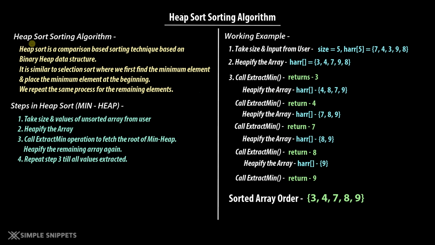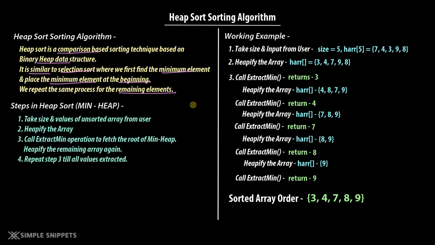So a quick theory about heap sort. Heap sort is nothing but a comparison based sort which is based on binary heap data structure, and it is similar to selection sort where we first find the minimum element and place the minimum element at the beginning, and we repeat this same process for the remaining elements. So it's similar to selection sort, and because heap has a property that either the minimum value or the maximum value is always going to be at the root position depending upon whether it is a min heap or max heap, that property is going to be utilized in heap sort.